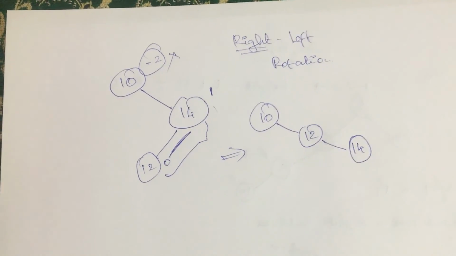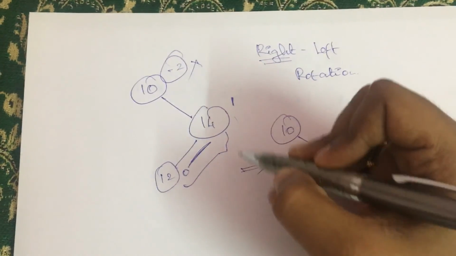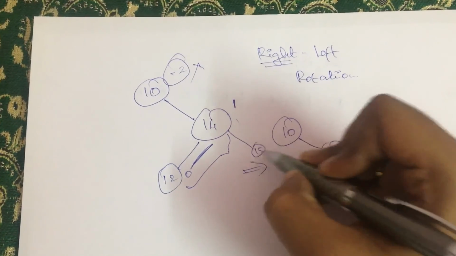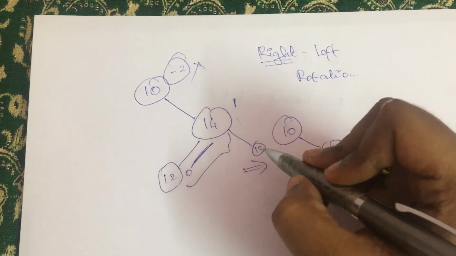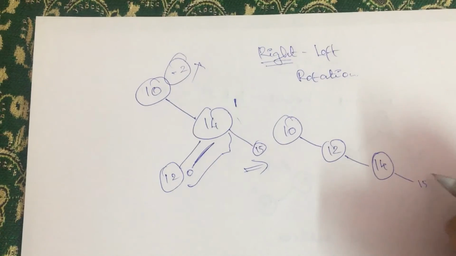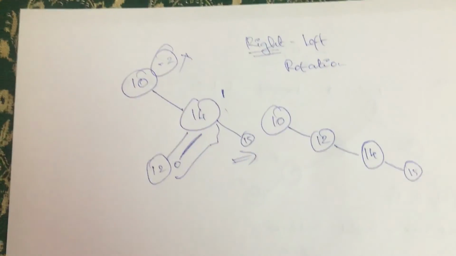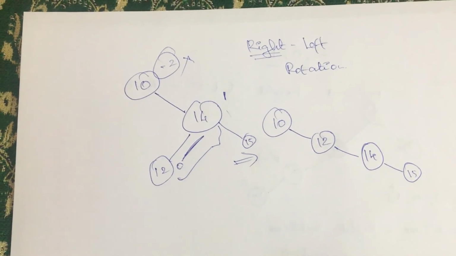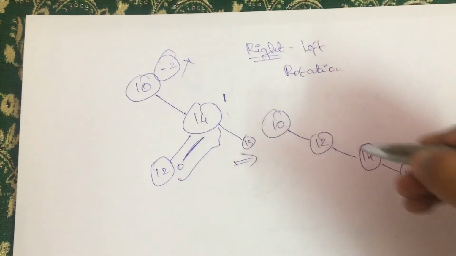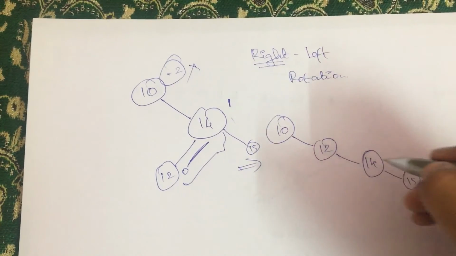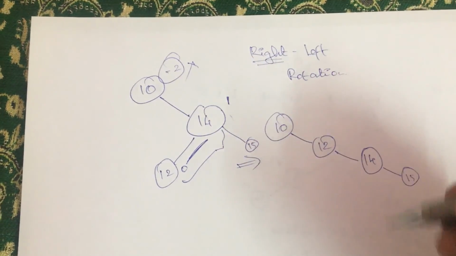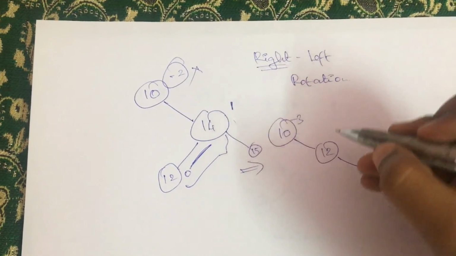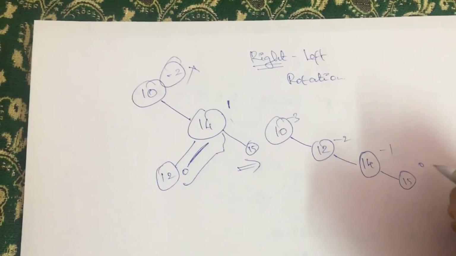And now, if you have one more node, that will still remain the same. For example, if we have the value 15 over here, this 15 will again be to the right of 14 itself. So there won't be any change with that, but only the root node and these values will be modified. Now I have everything in a proper way, and if I try to find the height of 10, it will be 1, 2 and 3, so -3, and for this -2, -1 and 0.